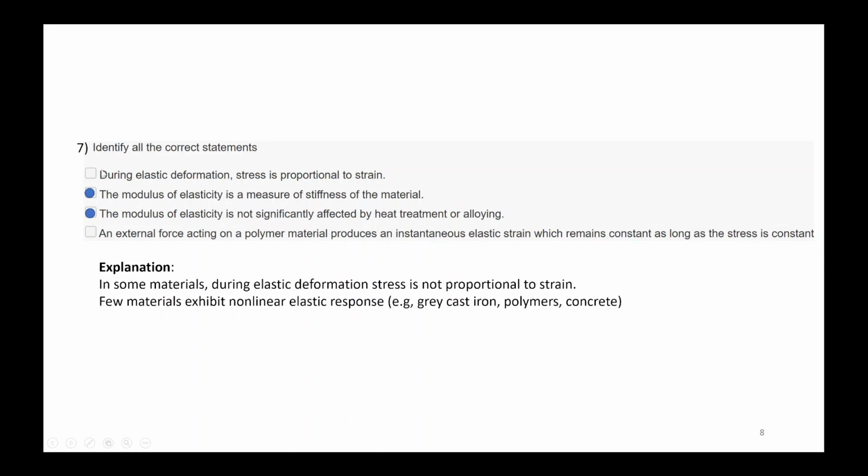Other statements are incorrect. So in the first statement, during elastic deformation, stress is proportional to strain. This is not necessarily correct for all materials. In some materials, during elastic deformation, stress is not proportional to strain. So there can be non-linear parts as well in the elastic region. For example, in grey cast iron, polymers, concrete, etc.